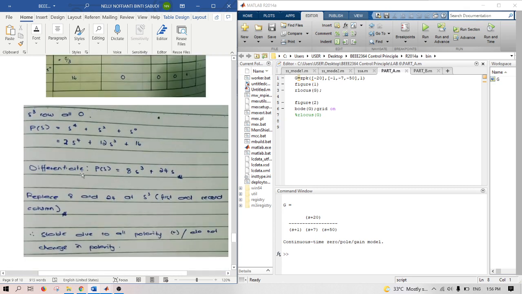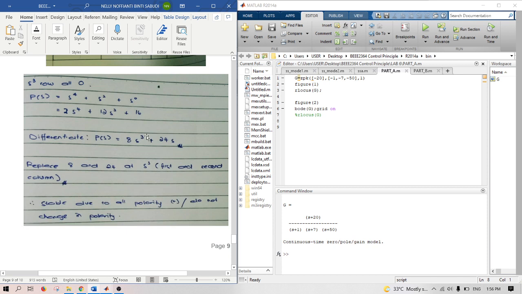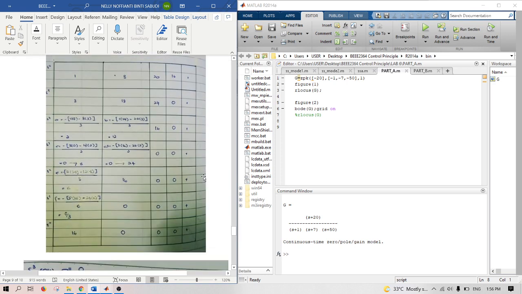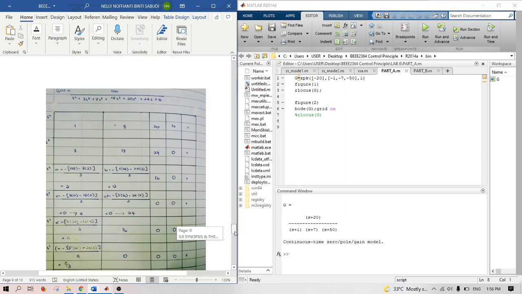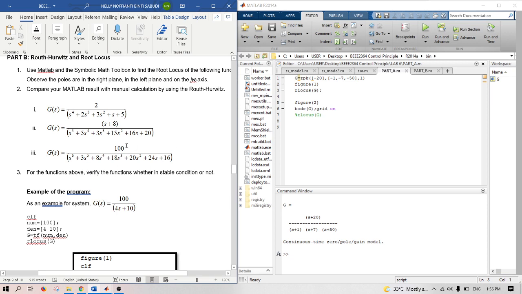You need to differentiate the S3 row. Okay, so this is the new value that is going to replace the 0 at S3. As you can see here, I replace the 0 at S3 with 8 and 24, which is the value here that I already differentiated. So since all of the polarity is positive, we can conclude that the transfer function for question number 3 is stable.